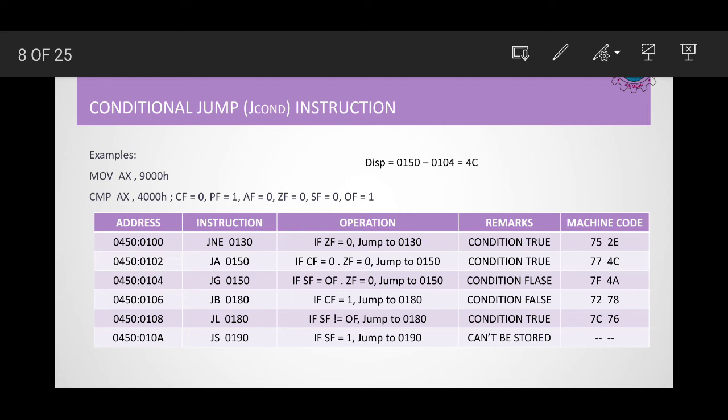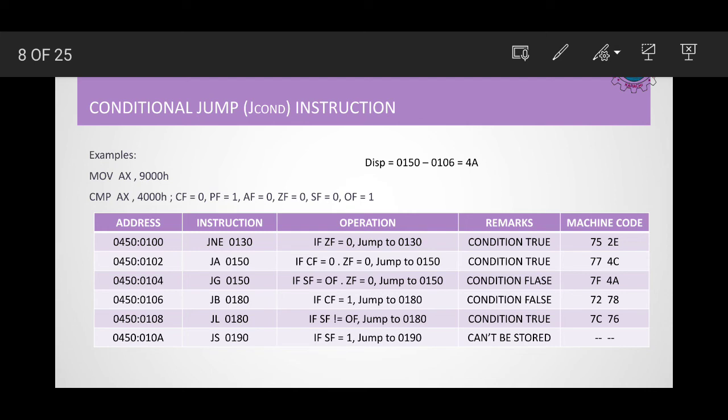And the machine code for the JG instruction will be 7F, that is the opcode, and the displacement will be 4A, as you have to subtract 106 from 150 to calculate the displacement.